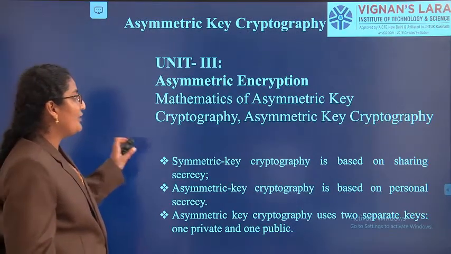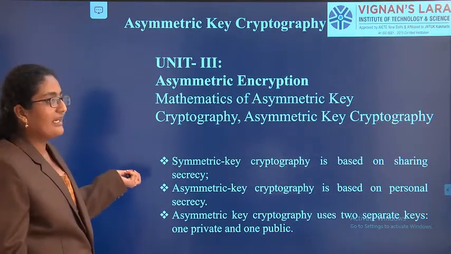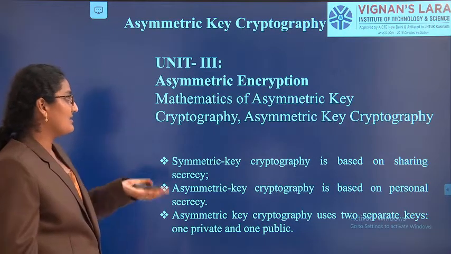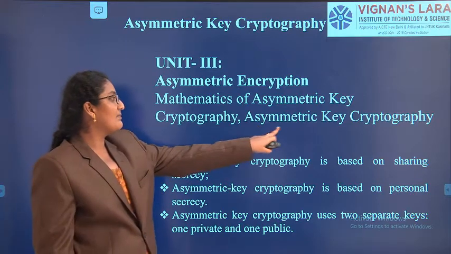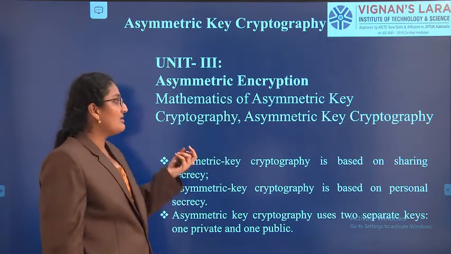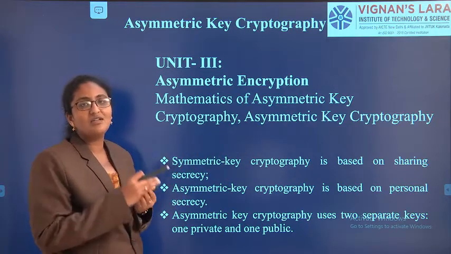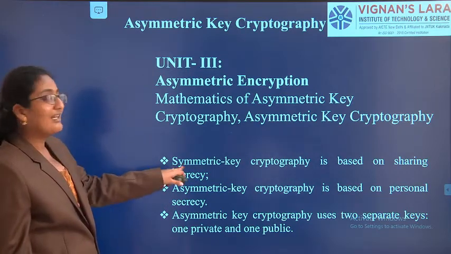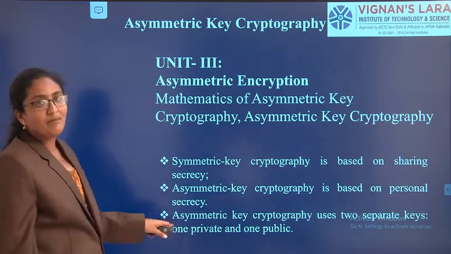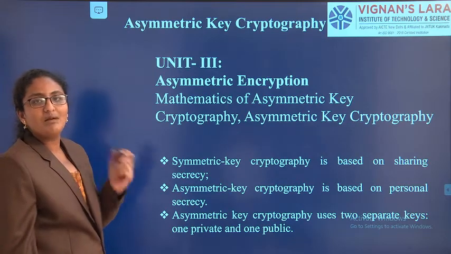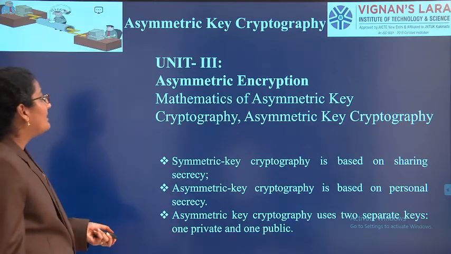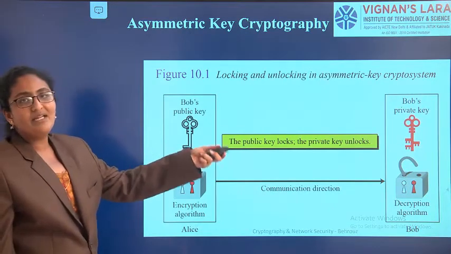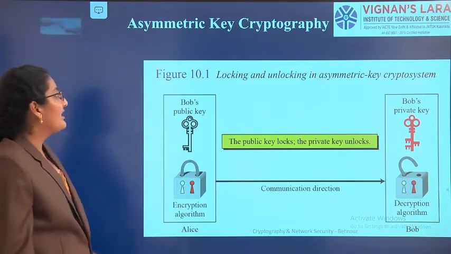So we have started unit 3. The name of unit 3 is asymmetric encryption. We have only 2 topics. The mathematics topic we will discuss some other day. We are discussing asymmetric key cryptography. What is asymmetric key cryptography? We want to discuss different asymmetric algorithms. Symmetric means only one key, asymmetric means 2 keys. The 2 keys are the public key and the private key. The public key will be at the sender side, and the private key will be at the receiver side for decryption.